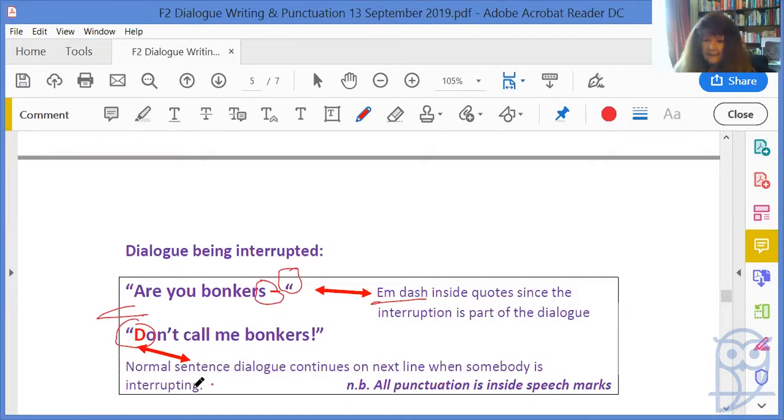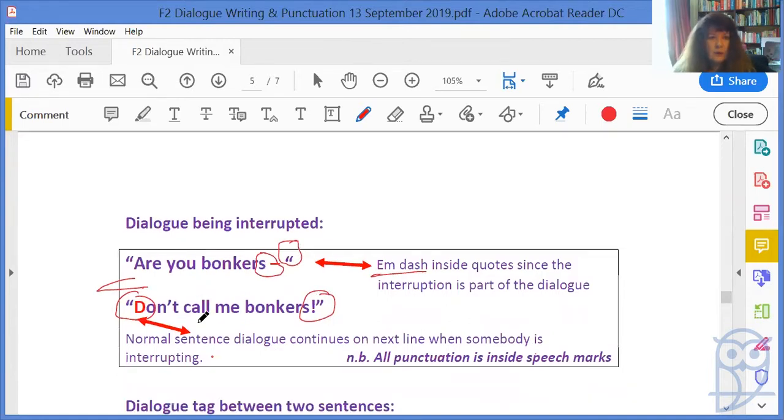Okay, so as usual, all punctuation is inside the speech marks. Okay, here you've got your exclamation mark, close inverted commas. There you've got your M dash, close inverted commas there. Okay, so that's interrupted dialogue.